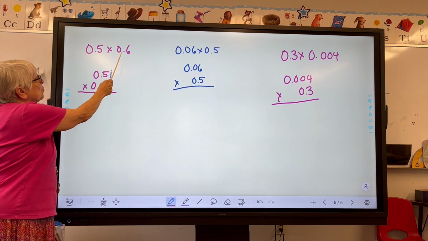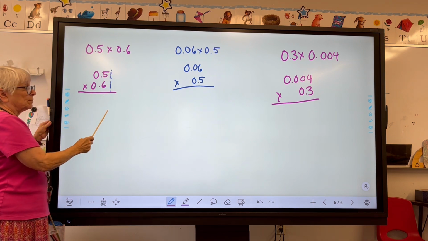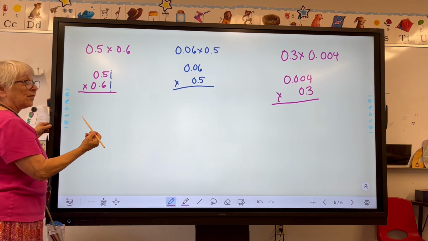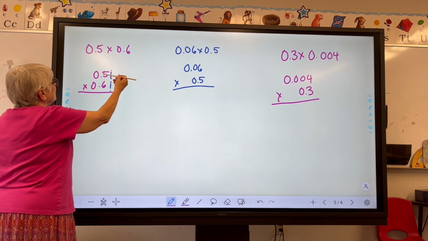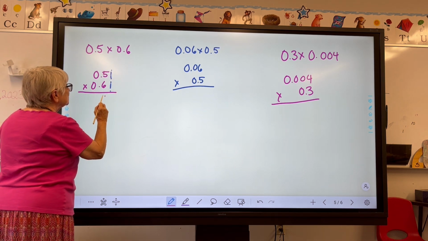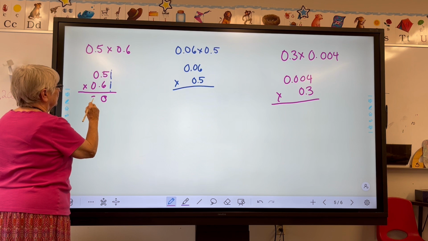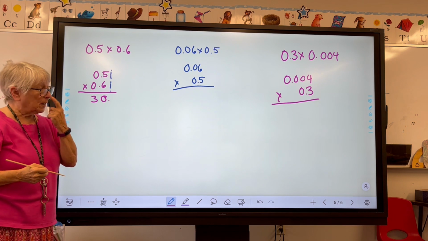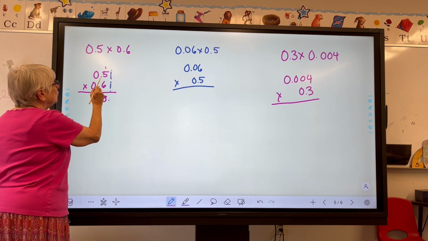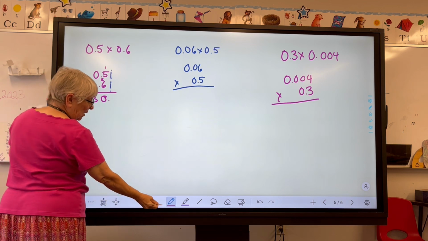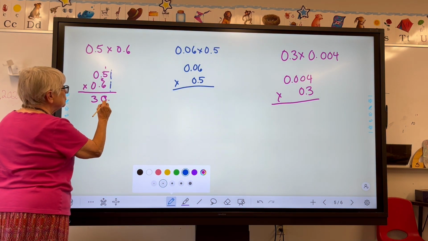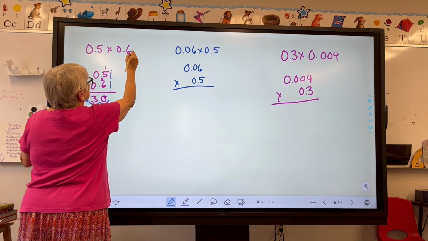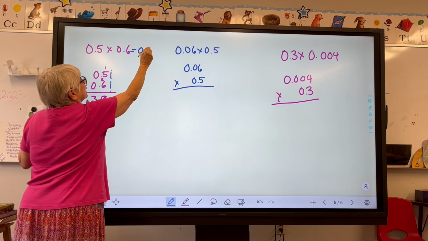0.5 times 0.6. I've lined the numbers up. In this case, the decimals line up as well, but that won't always be true. Then I multiply. 5 times 6 is 30. Now the decimal is right here because it always comes after the whole number. But there's 1, 2 numbers after the decimal. So we're going to move the decimal back 2 places, and the answer to this problem is 0.30.